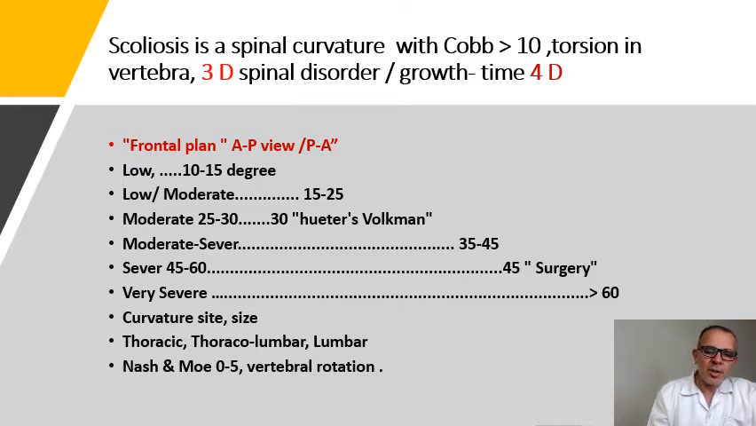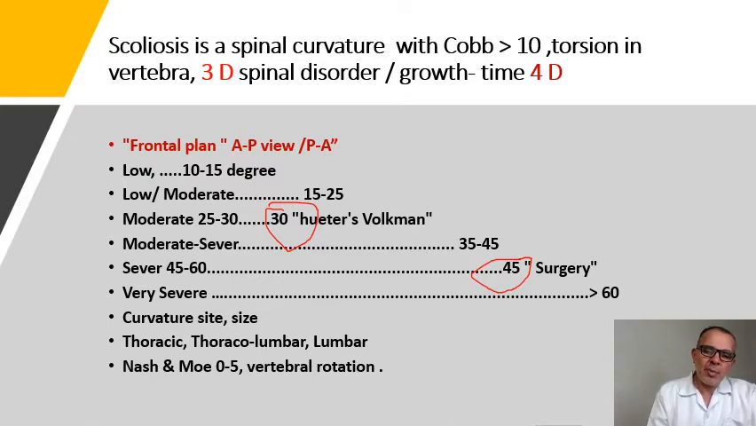It's very important to know where the curvature is, its site and size. Thoracolumbar, lumbar, and we have some key numbers here. When we reach, for example, 30, most of the authors in the literature talk about the Hueter-Volkmann effect, that the progression will be fast. Most of the literature also talks about 45 degrees as a surgical threshold. But we're going to discuss all this in detail.